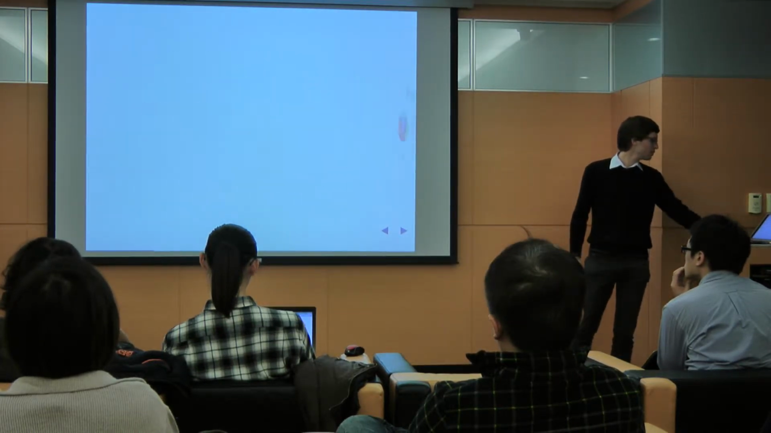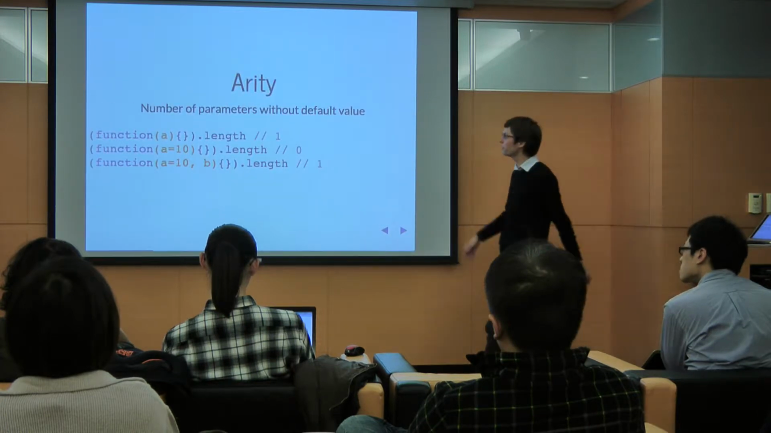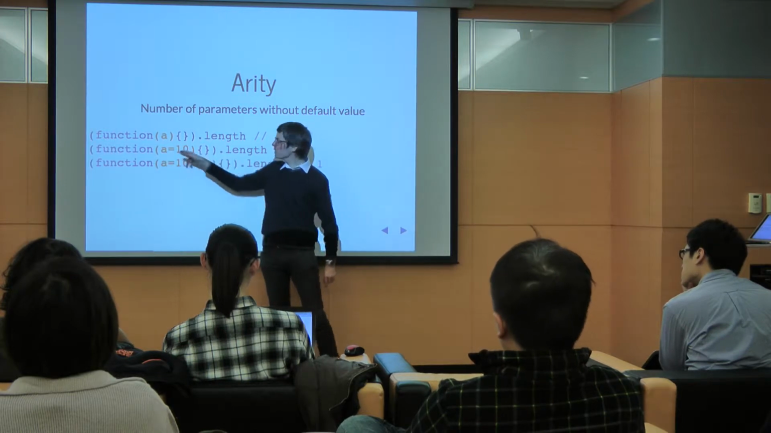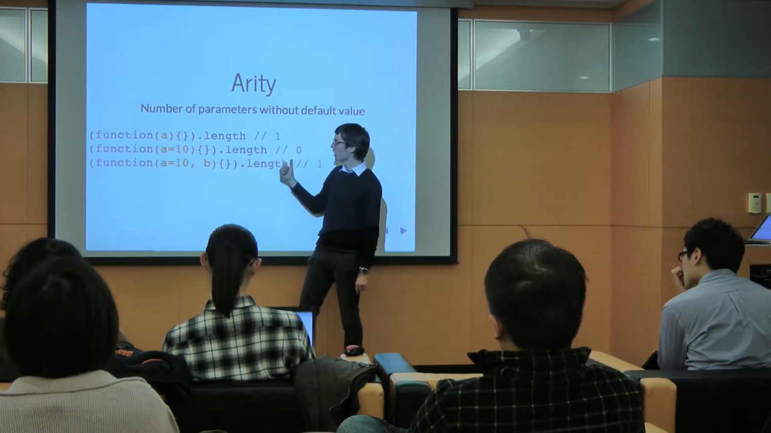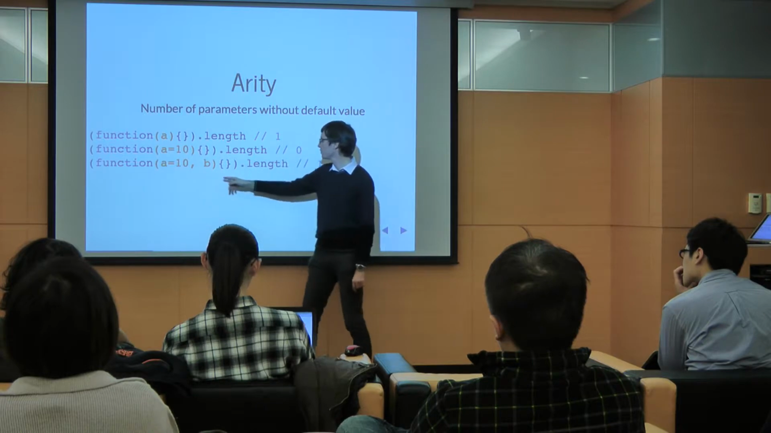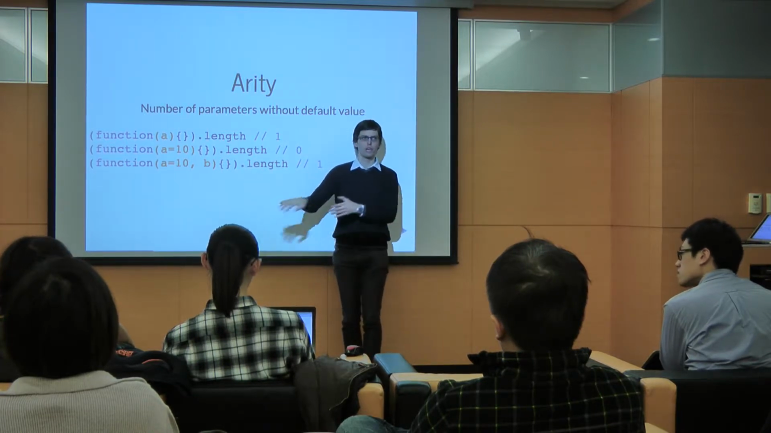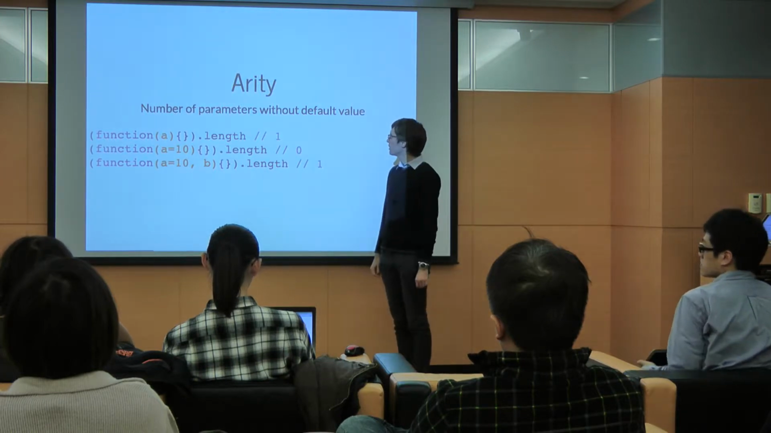When you have a default parameter, the arity is the number of parameters without a default value. So this is 1. There is a default value, so this is 0. And here I have one default value and one without a default, so this is 1. You can get the arity with just the function .length. So yes, that's about it.